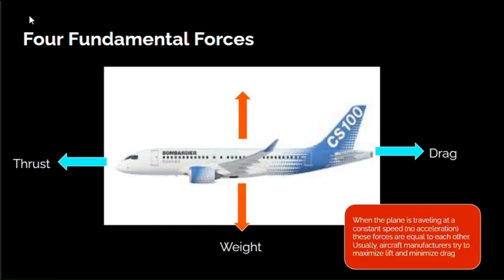Let's go over the four fundamental forces. During flight, there are four forces that act on an airplane. These forces are lift, thrust, weight, and drag. When an airplane is traveling at a constant speed, these four forces cancel each other out. Usually, aircraft manufacturers try to maximize lift and minimize drag. We will go into these in detail.